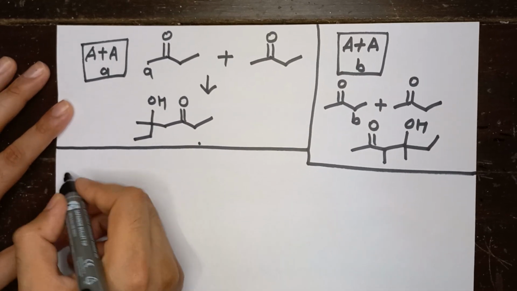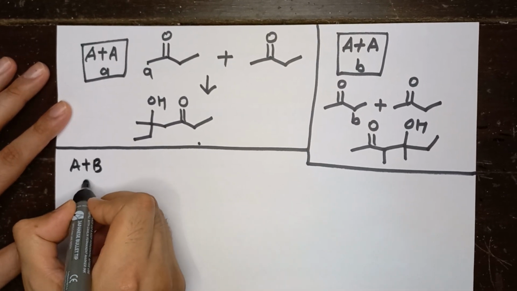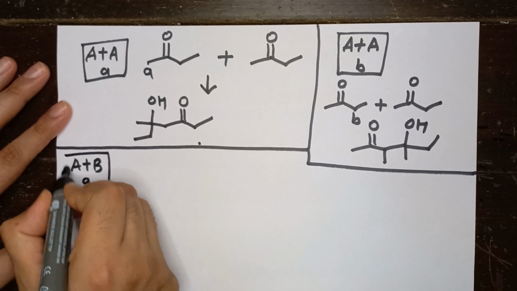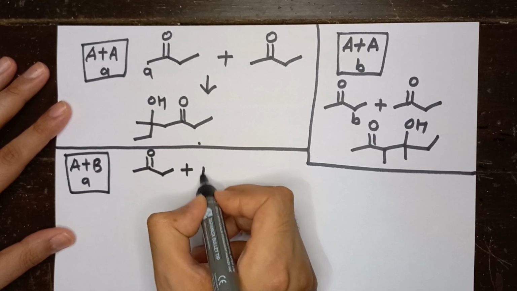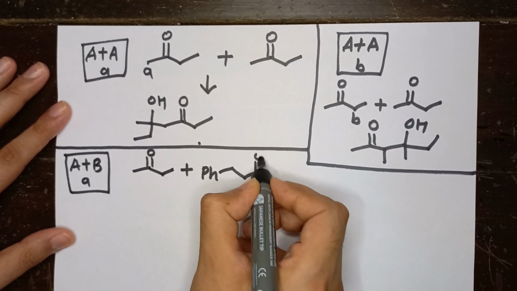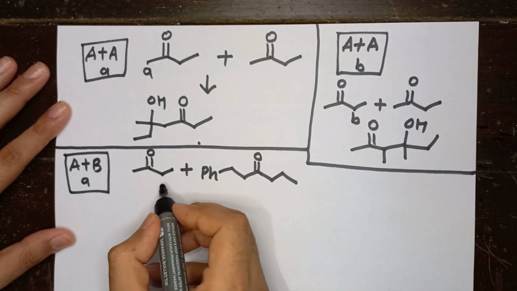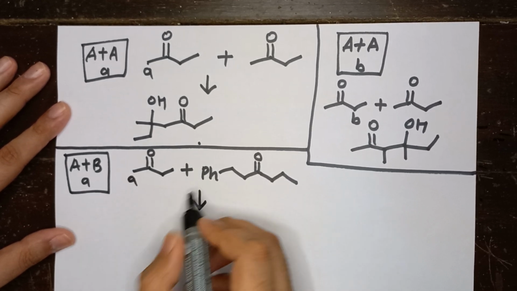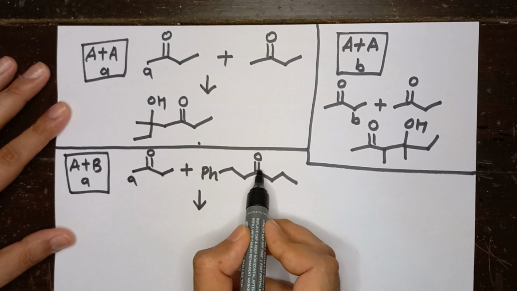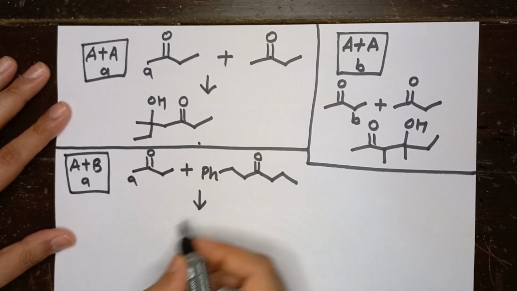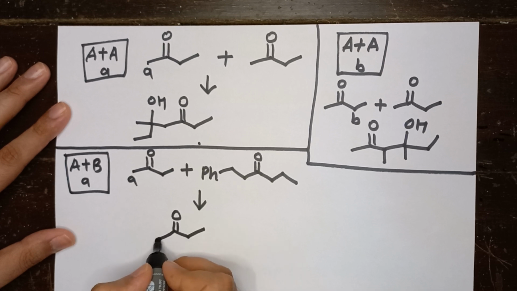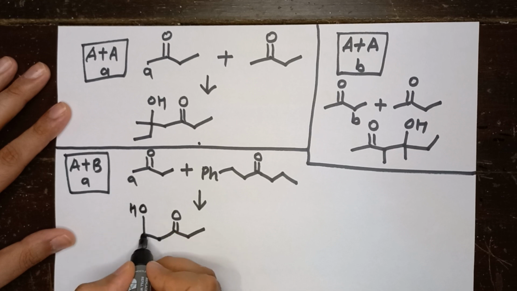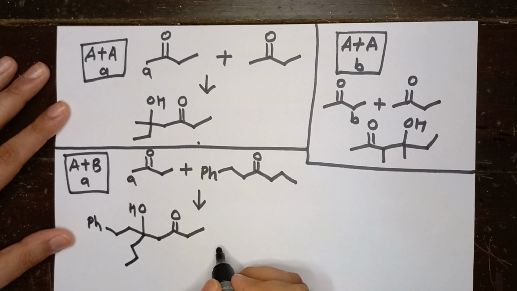Now A can react with B from A side. So this is my A and this is my B, reacting from A side. So connecting this carbon with this carbon and converting into OH, and the rest will be the same. So this is my third product.